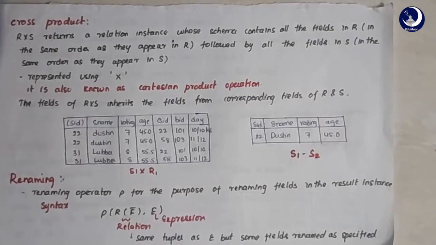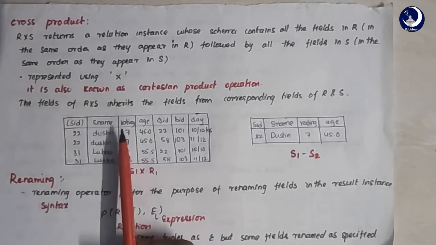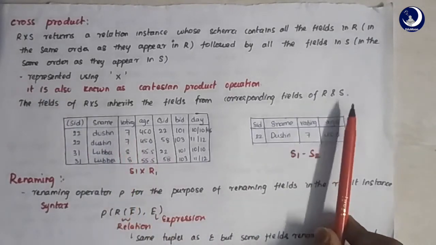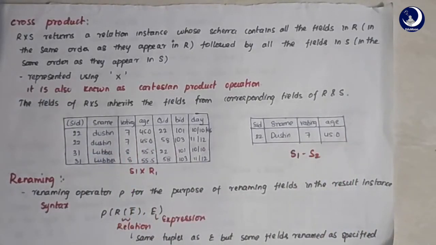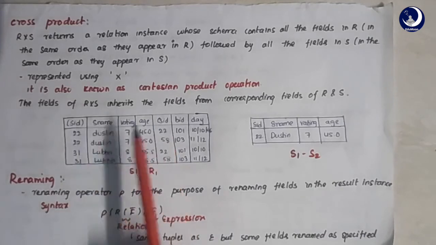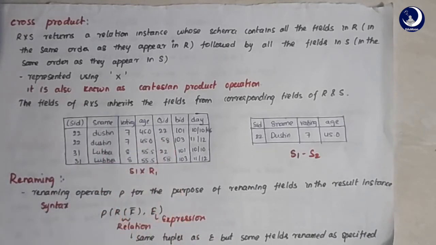Right. So the field names of the resultant instance will have the field names corresponding to R and S. But here you have to remember one thing: the common fields that are present in both R and S have the same name. See, that is why SID and SID, these both have the same name. This might give us a name conflict, which we are going to see how we can solve with the next operator.